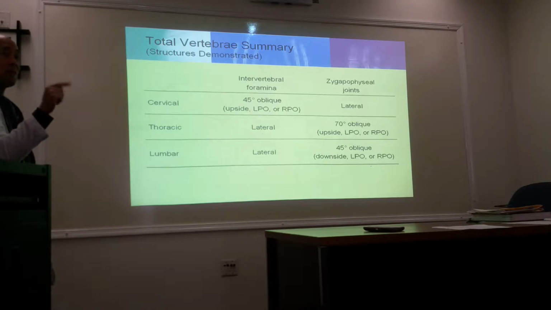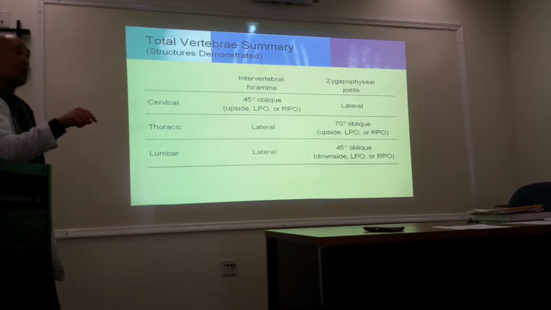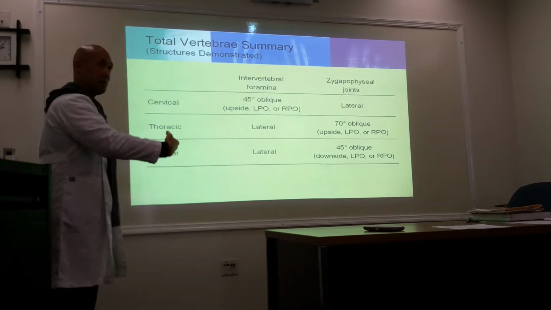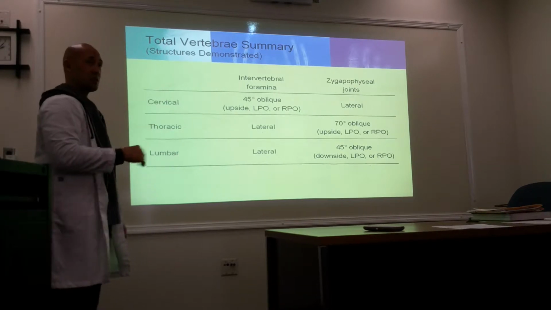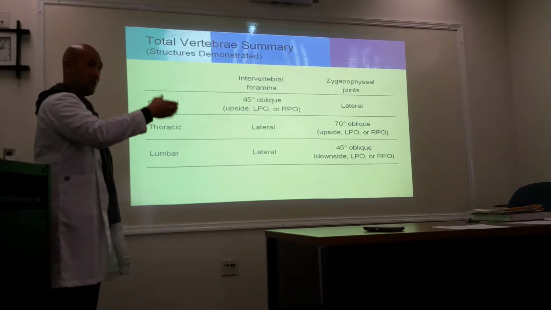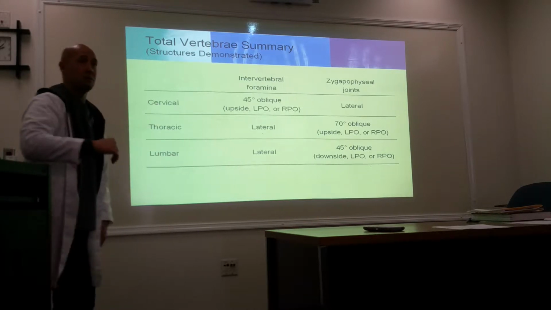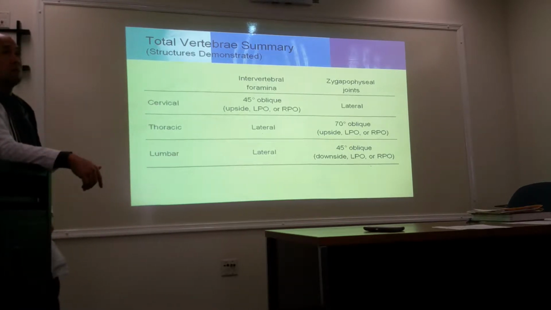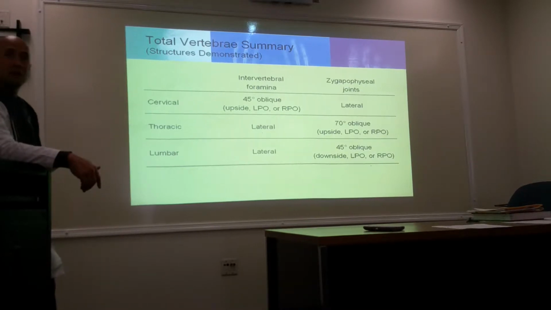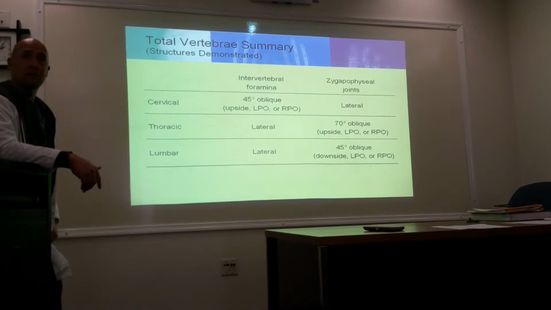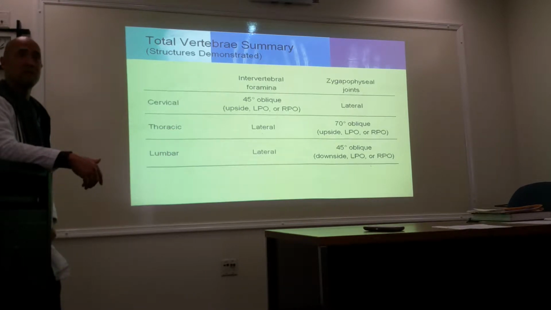For the C-spine, we're looking at the zygapophyseal joints, we're looking at the alignment of the bodies in the intervertebral spaces, because we want to make sure the bodies are all aligned. And we're also looking at the spaces in between those bodies, so that's for the lateral. Does that make sense? Or did I just confuse you more?